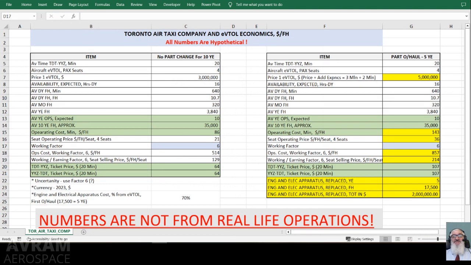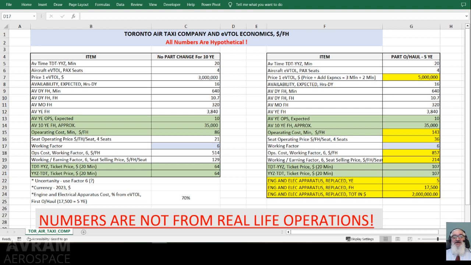Hello, this is Ramas from Avram Aerospace, and today we are going to discuss aircraft economics, eVTOL segment. 3-4 weeks ago, I wrote and published an article. I called it Engine-Combinatorics, and I published it on my LinkedIn page. I will provide you the link below. The article was about a high-level attempt to understand eVTOL safety and reliability.